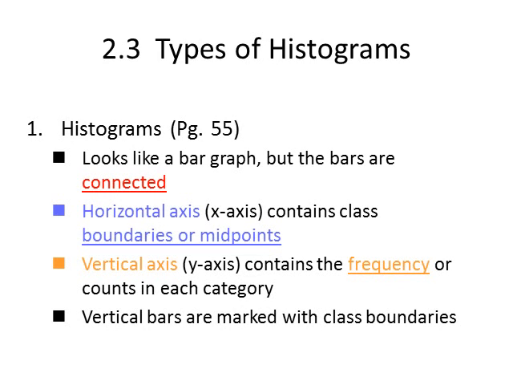Histograms are pictured in your textbook on page 55. A histogram looks like a bar graph, but the bars are connected to each other. No gaps between the bars. The horizontal axis, which is the x-axis, contains class boundaries, or midpoints. The vertical axis, or the y-axis, contains the frequencies, or counts, in each category. And the vertical bars are marked with class boundaries.